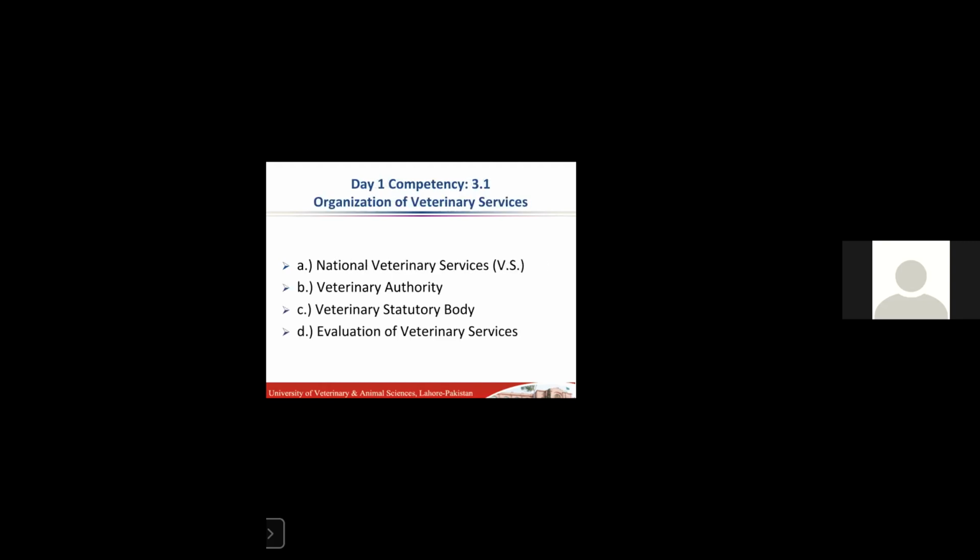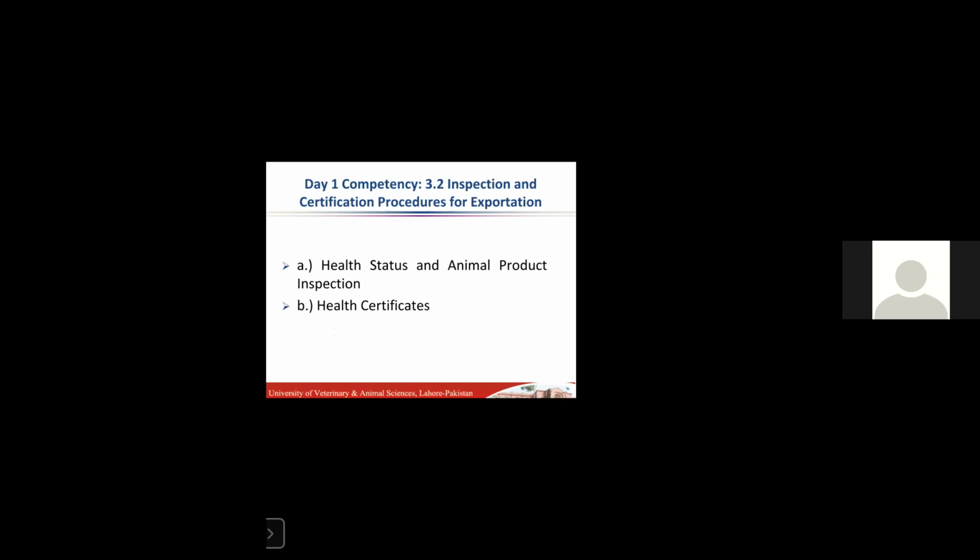And another thing, scientific and technical communication. He must have the knowledge of scientific and technical communication skills. And next, he must have the knowledge of the veterinary services in his country, which kind of veterinary services are going on at animal health level, animal management level, animal transportation level, at national and international levels, and which kind of statutory bodies are working in his country. And next is the health status of animal products, and he must have the knowledge of animal health status and product inspection, all the relevant knowledge of health certifications.